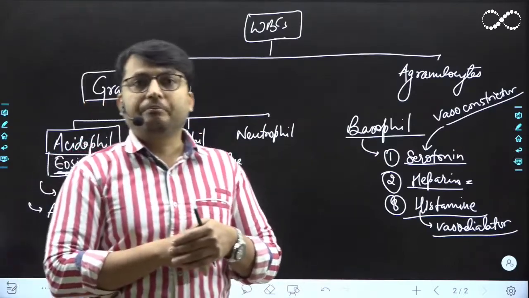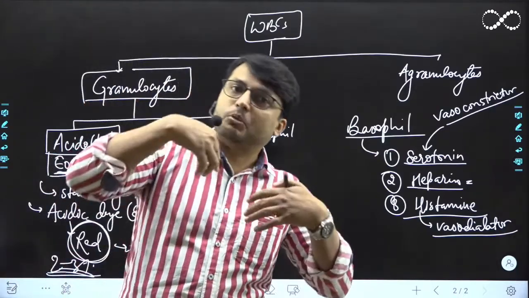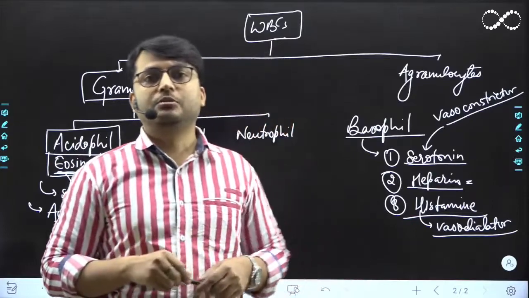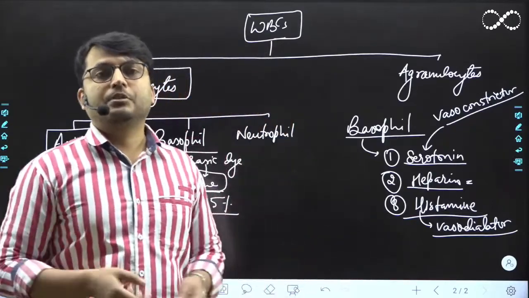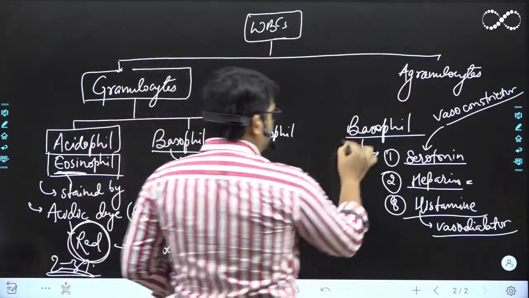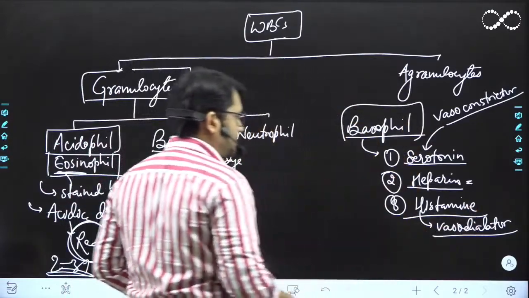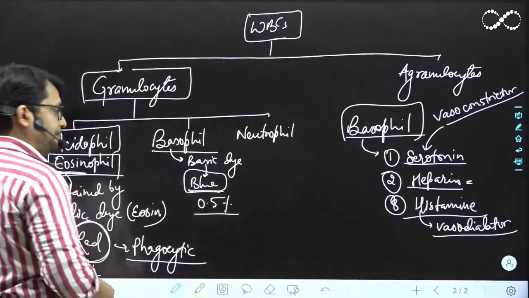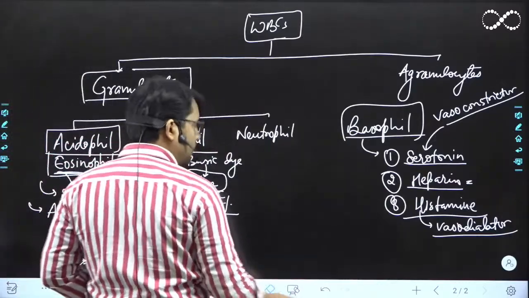Okay? If there is no heparin, what will happen? The blood will coagulate inside the blood vessels in your body. Then it can't flow and the person has to die. Got it? So basophil secretes these three molecules: heparin, histamine, and serotonin. I hope that is clear.